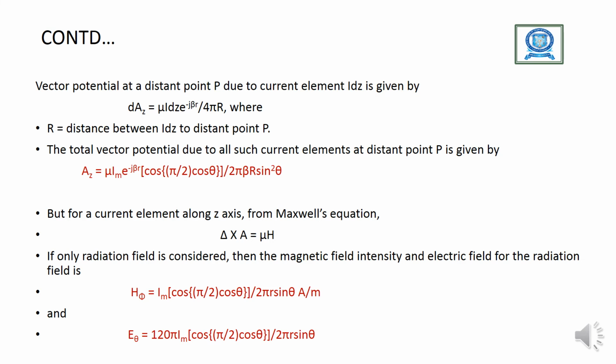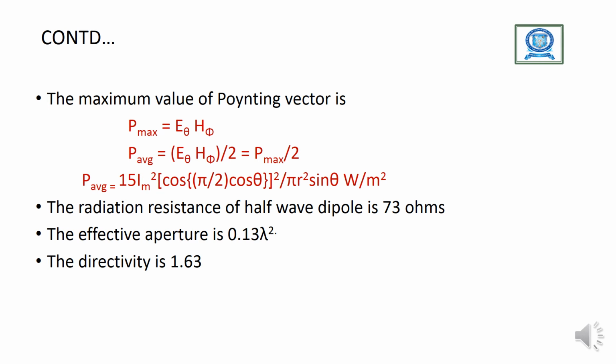By applying the Poynting theorem again, the maximum value of the Poynting vector is given as P max is equal to E theta H phi. Using this equation, we can go for calculating the Poynting vector. The radiation resistance of this half-wave dipole is given as 73 ohm, the effective aperture is 0.13 lambda square, and the directivity gain obtained by using this dipole antenna is 1.63.